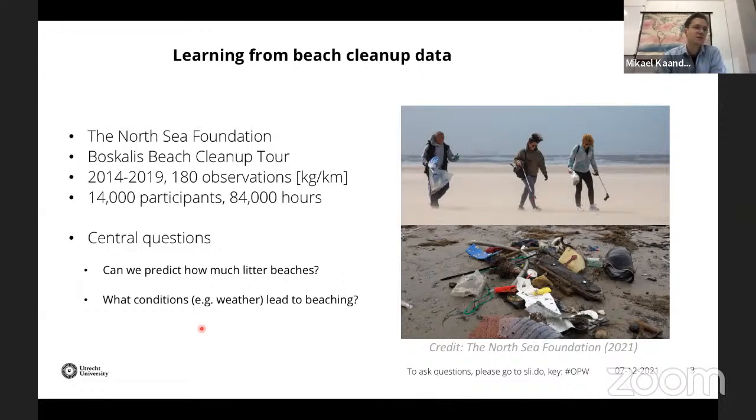And then the main questions we want to answer using this data set are, can we predict how much litter beaches on the Dutch coastlines? And what kind of conditions lead to the beaching of litter? So for example, what kind of weather conditions?